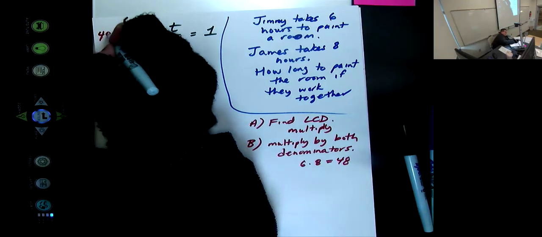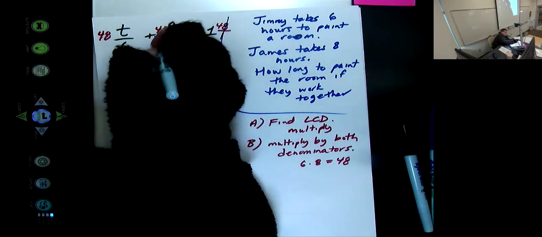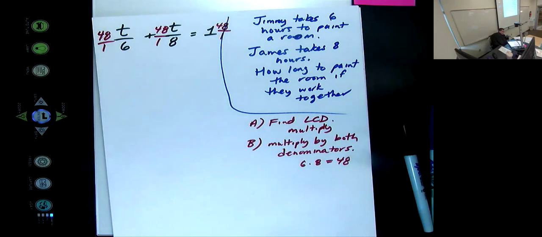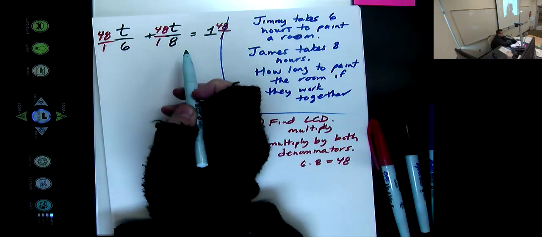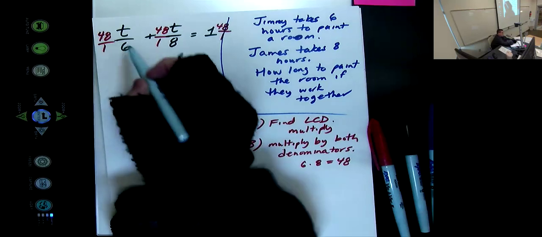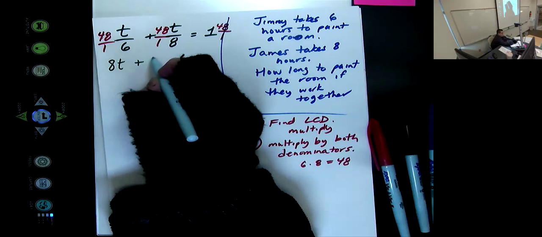I'm going to multiply everything by 48, including the right side. And this is effectively 48 over 1. If I multiply the left side by 48, I've got to multiply the right side by 48. And conveniently, when you do that, it's literally the other denominators. If there were 3 fractions, you'd have to do them both, but 48 over 6 is 8, and 48 over 8 is 6.